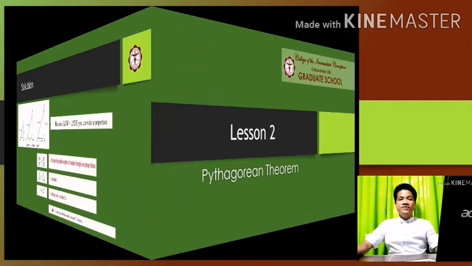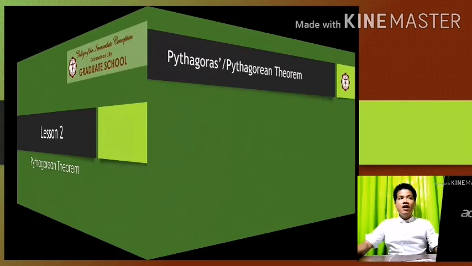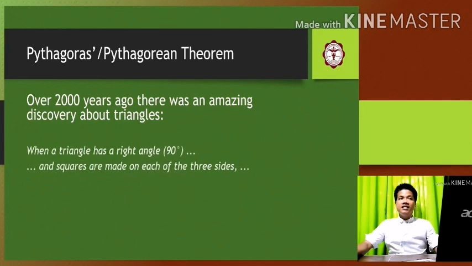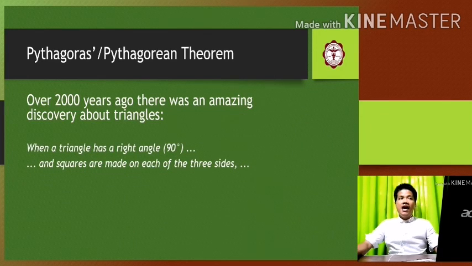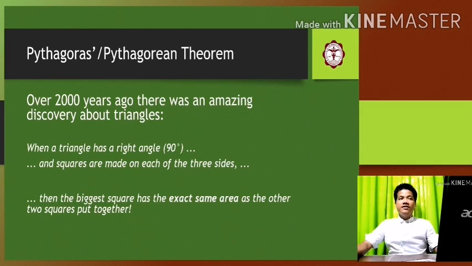Moving to lesson 2, which is all about the Pythagorean theorem. Over 2,000 years ago, there was an amazing discovery about triangles. When a triangle has a right angle or 90-degree angle and squares are made on each of the three sides, then the biggest square has the exact same area as the other two squares put together. So we can see that using the illustration.